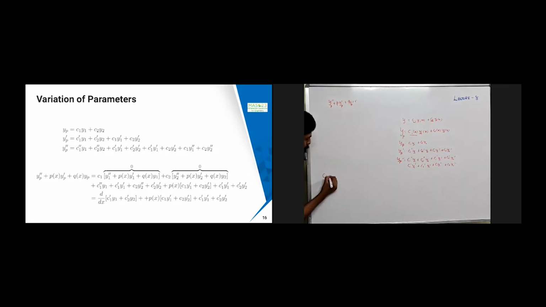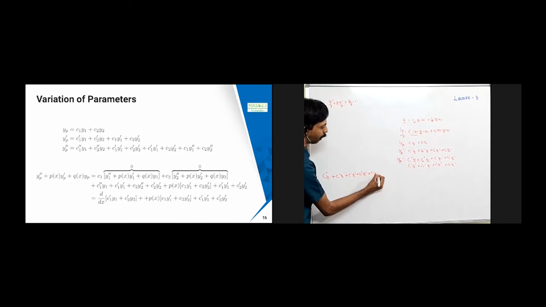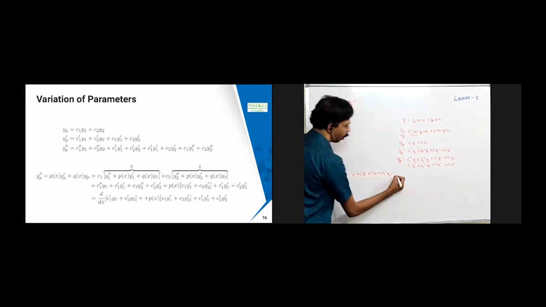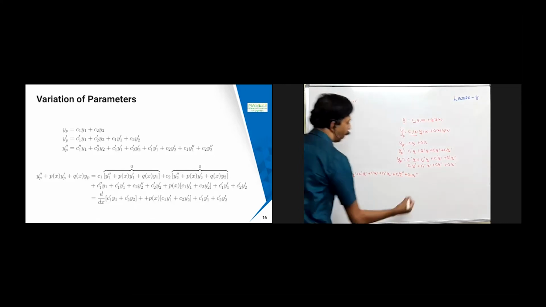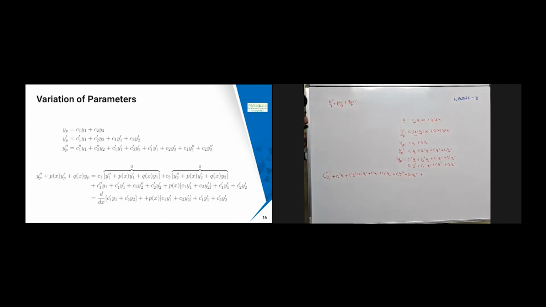So c1 y1 double dash plus c2 y2 double dash, plus c1' y1' plus c2' y1' plus c1' y1' plus c2' y2' plus c1 y1'' plus c2 y2'', okay. Now I've got to multiply by p, therefore this is going to become p into c1' y1 plus p into c2' y2 plus p into c1 y1' plus p into c2 y2'.